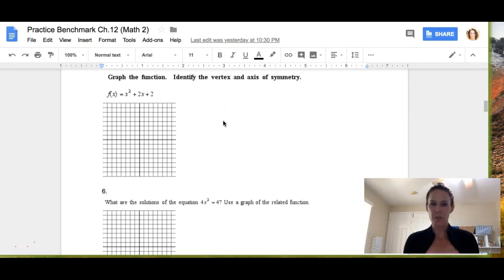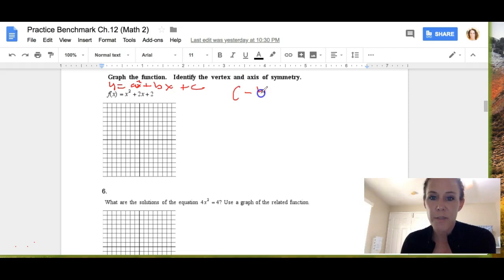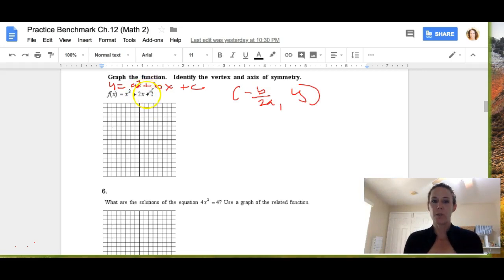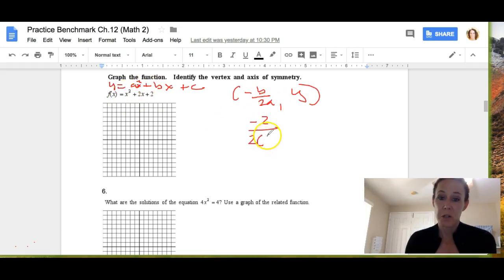Okay, number 5 asks us to graph the function, identify the vertex and axis of symmetry. So knowing your basic function is y equals ax squared plus bx plus c, there's our basic function, and we know the vertex is negative b over 2a, and then you plug that in, you find your y value. So let's do, our b will be 2, it's next to the x, so we're going to go negative 2 over 2 times our a value. Our a value is next to the x squared, so that will be 2 over our a value, nothing's written there, so it's a 1.